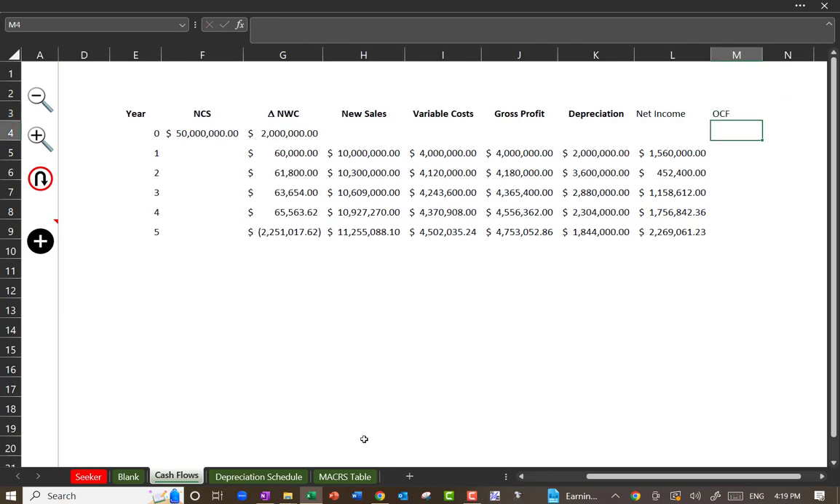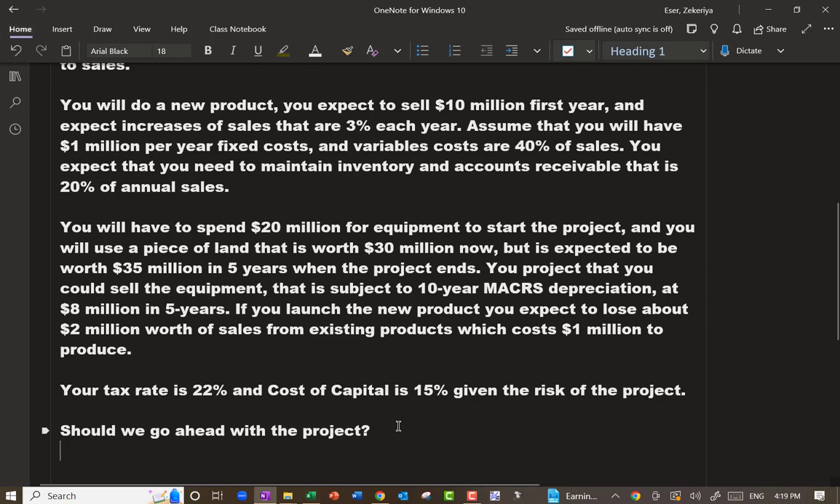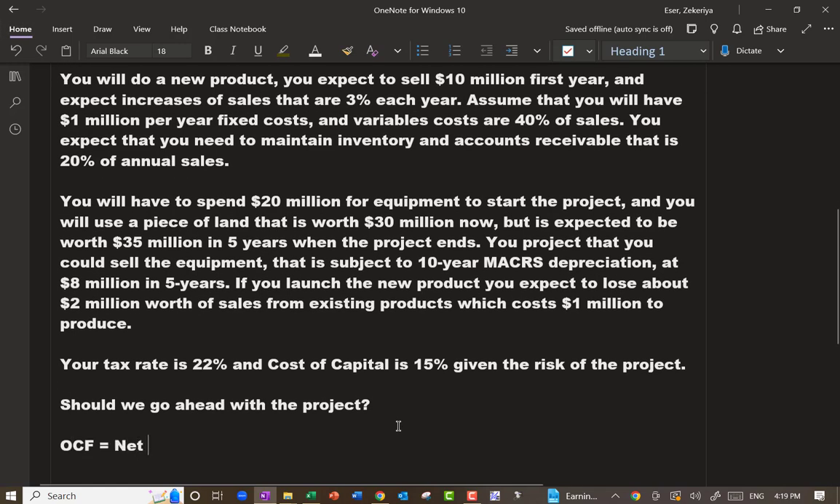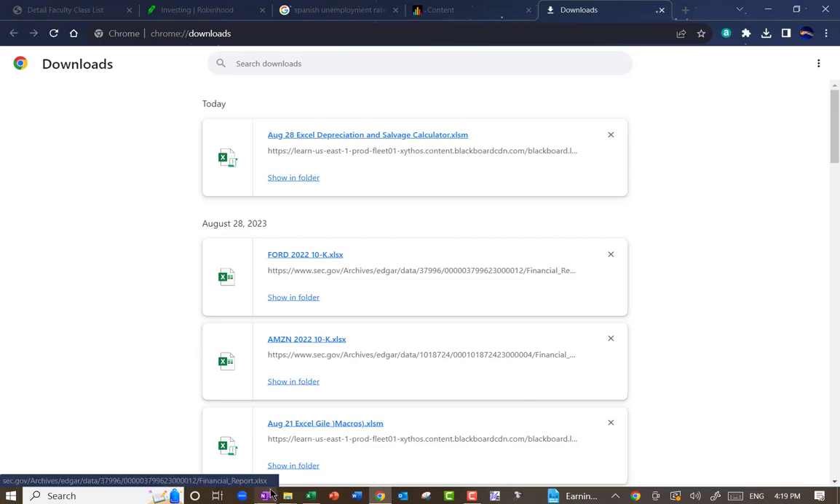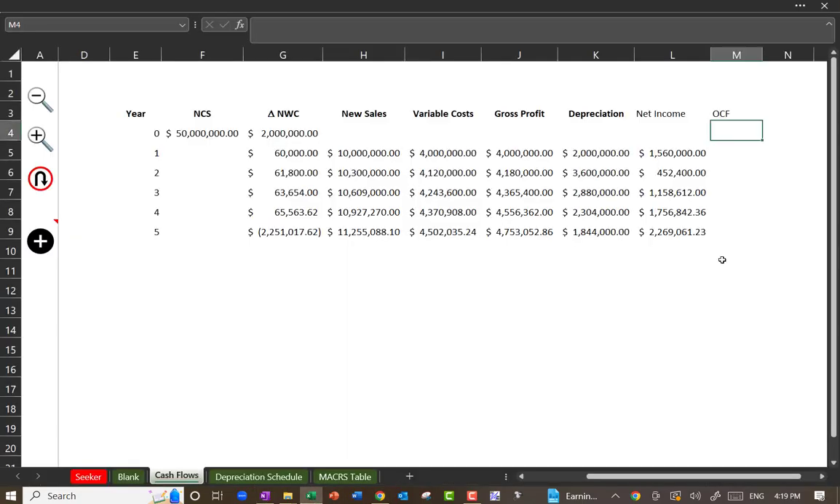And OCF, net income plus depreciation. Remember, depreciation is not a cash expense, so we're just returning. We use depreciation to calculate net income because of the taxes, but since we didn't actually spend it, we put it back to depreciation to get the operating cash flow. It's simple. Net income plus depreciation.